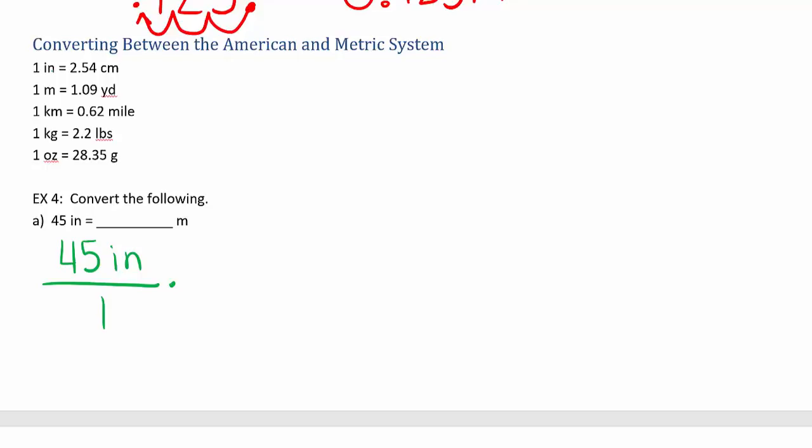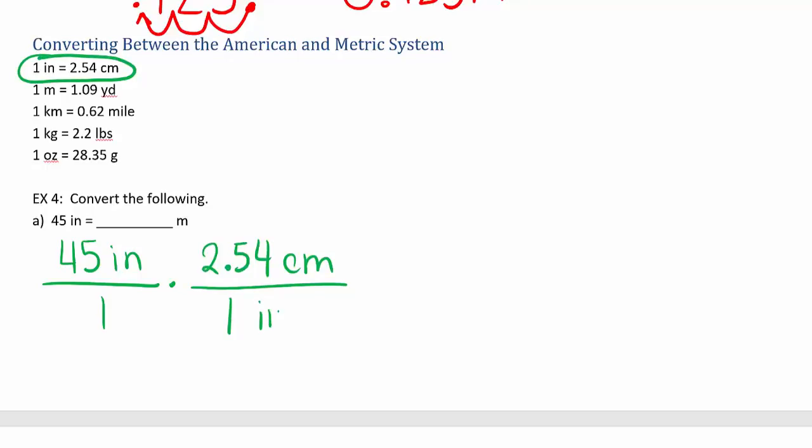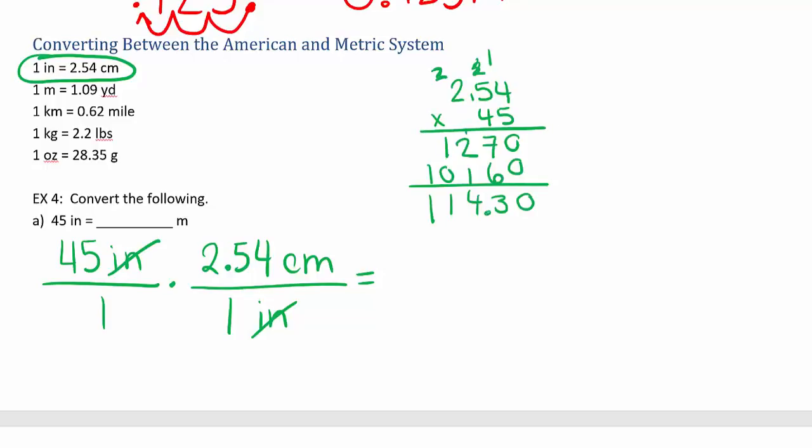Now the first conversion factor I have listed is the only one with inches. I have to put the inches in the bottom so that it'll cancel out, and then I'm going to be left with centimeters. So I'm going to take the time to figure out what is 2.54 times 45, and I end up getting 114.3, and this is centimeters.